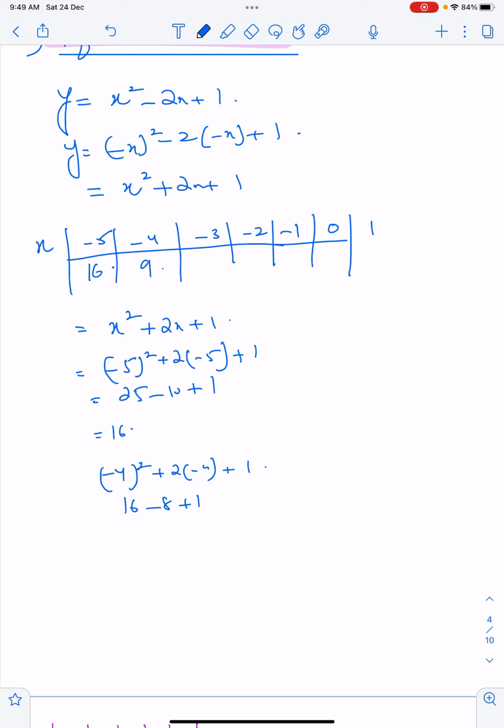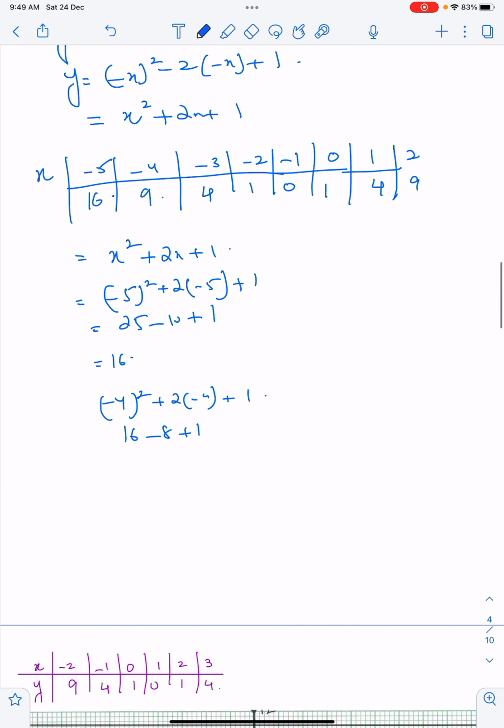With negative 3, it's going to be a 4. With negative 2, it's going to be a 1. With negative 1, it's going to be a 0. With 0, it's going to be a 1. And with 1, it's going to be a 4. If I take another value, 2, it's going to go up to 9. Let's plot this on the graph.